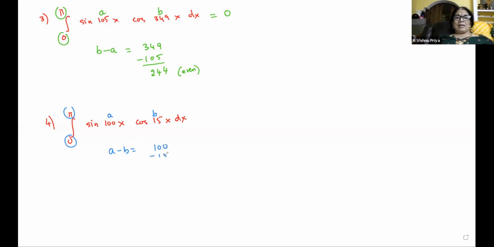100 minus 15. 10 minus 5 is 5, but here left is 9. 9 minus 1 is 8. So when I'm subtracting, I'm subtracting directly. 10 minus 5, first I'm writing 5. Then 9 minus 1, I'm writing 8. So I got 85. And 85 is an odd number.